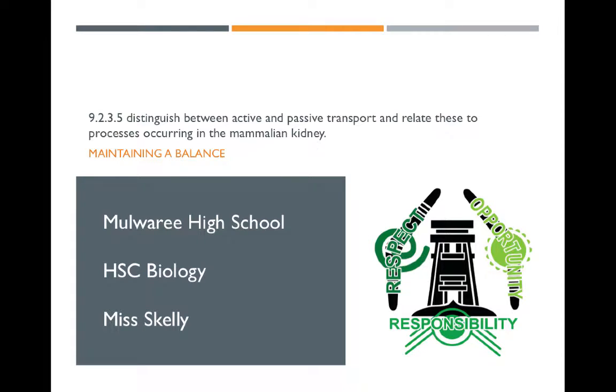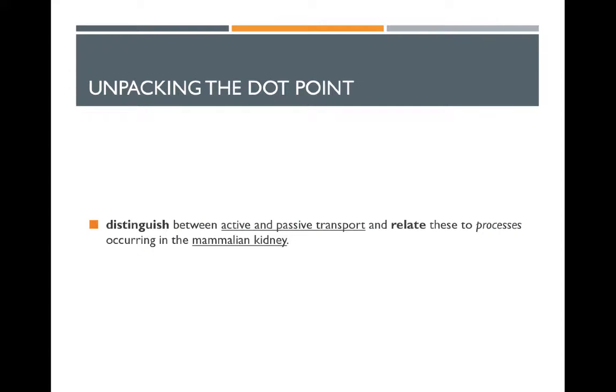Today we're doing dot point 9.2.3.5 from Maintaining a Balance. Distinguish between active and passive transport and relate these to processes occurring in the mammalian kidney. So let's check out what we actually need to do first.